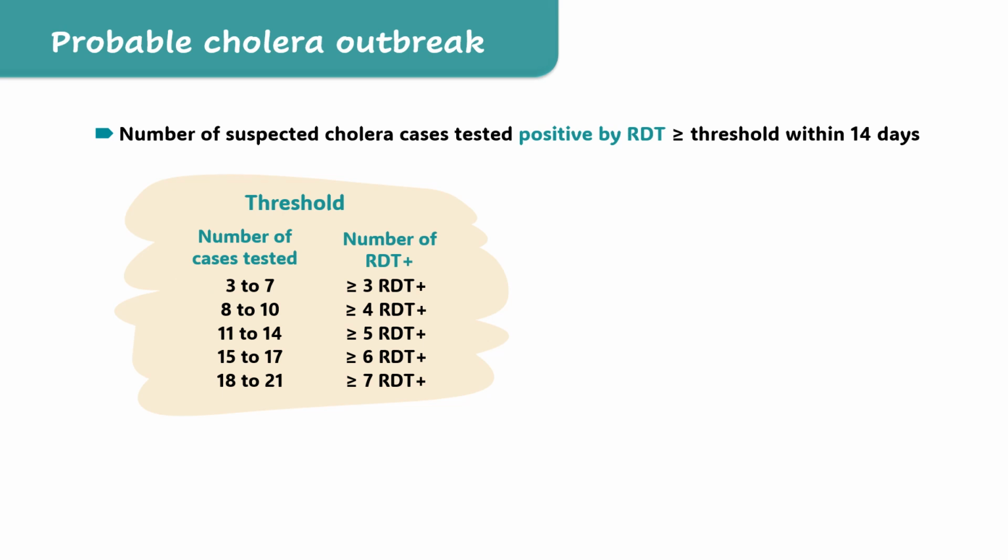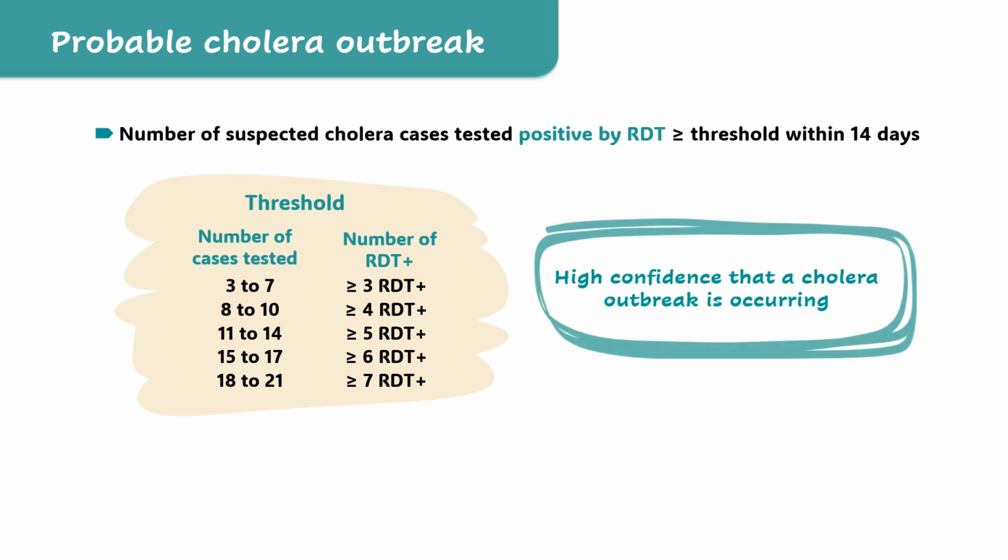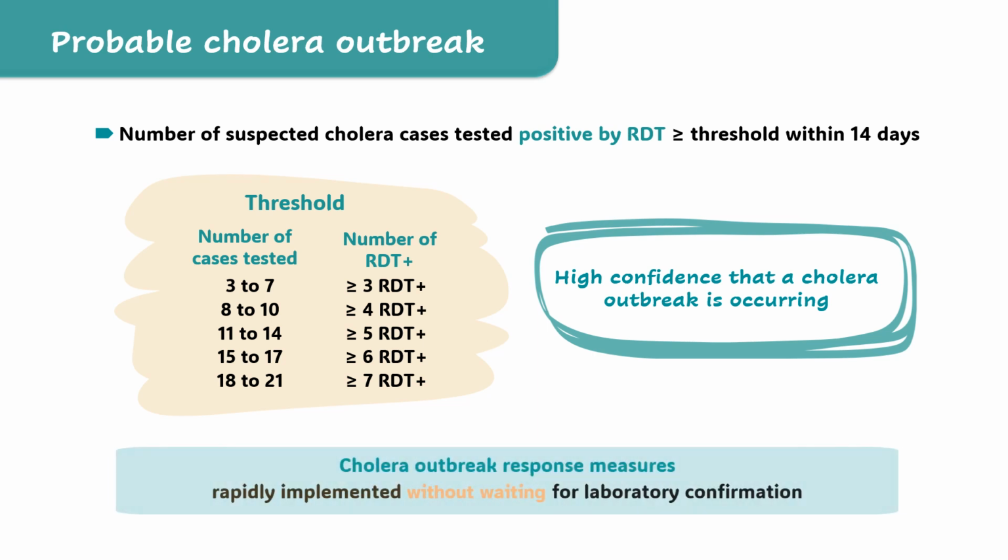Similarly, if in a surveillance unit, between 8 to 10 suspected cholera cases were tested by RDT and at least 4 of them tested positive, there is a probable outbreak. These thresholds were statistically determined to provide high confidence, around 95%, that when the threshold is met, a cholera outbreak is occurring. As a result, if a probable cholera outbreak is detected, cholera outbreak response measures should be rapidly implemented without waiting for laboratory confirmation.